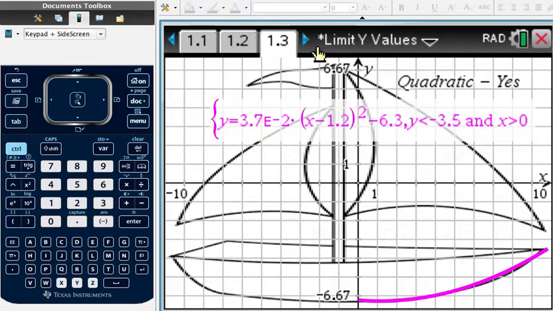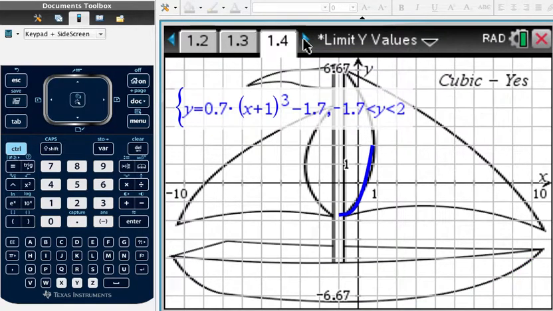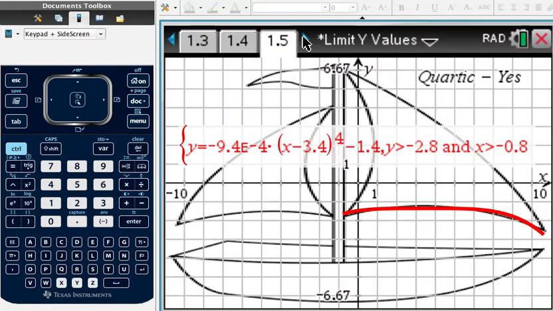All right, so linear equations, you can limit y values. Quadratic equations, you can limit y values. Cubic equations, you can limit the y values. Quartic, I think this is, yeah, quartic, you can limit the y value. Notice I'm having this here with a quartic. So basically, pretty much linear and all your polynomial type functions, you can limit the y values on all of those.